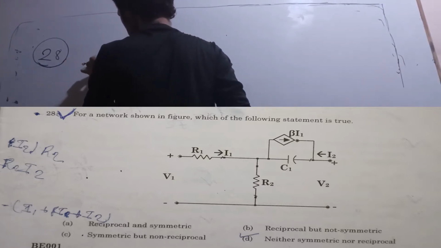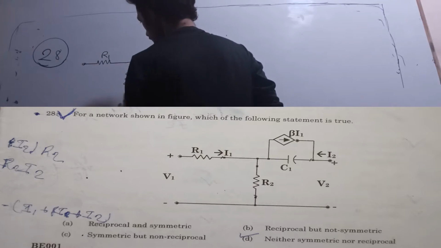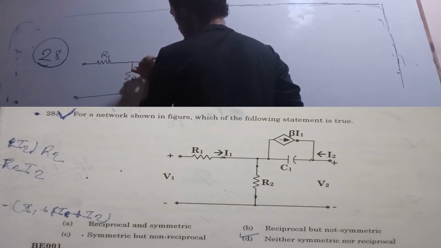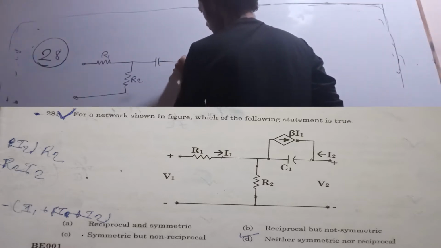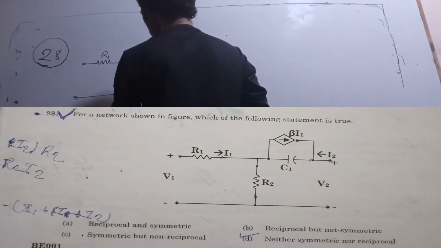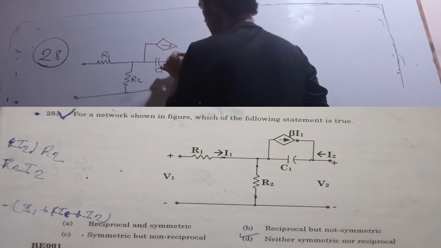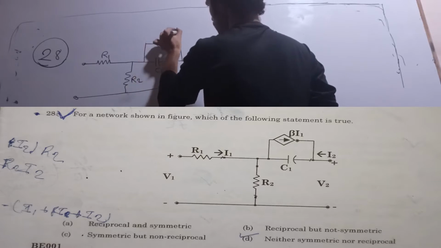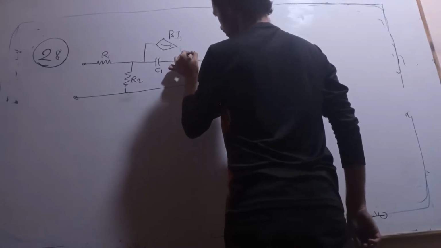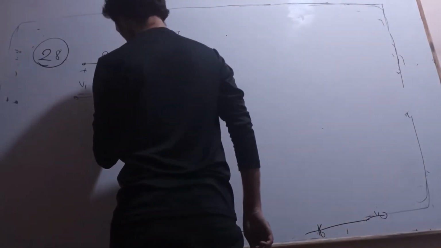Here this is my resistance R1, this is resistance R2, and this is my capacitance C1. This is my dependent source, a dependent current source, connected across this capacitance. This is beta I1, and here this is current I2, and this is my V2, positive negative, and this is my V1, positive negative, and this is ground.